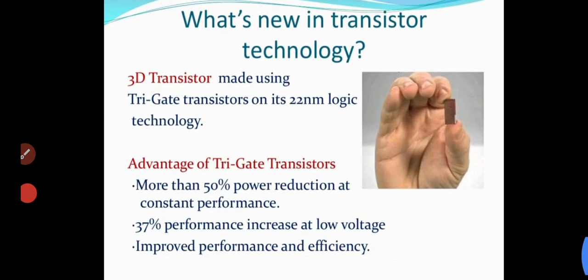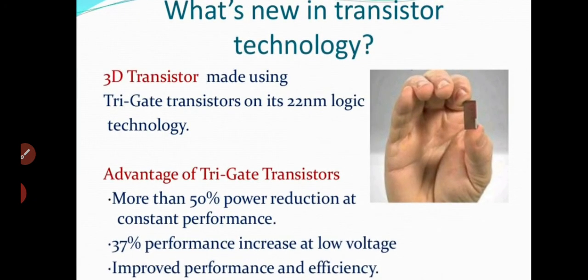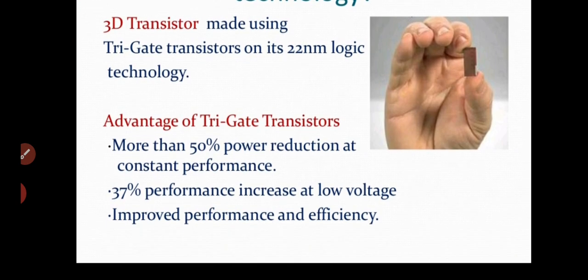Our last topic is new technology in transistor. What's new in transistor? Now we go toward 3D transistor. 3D transistor has advantages. It consumes less power as compared to BJT, FET, has improved performance and better efficiency. Thank you.